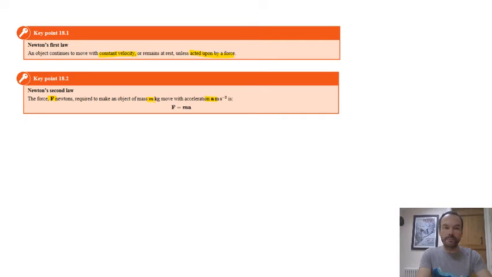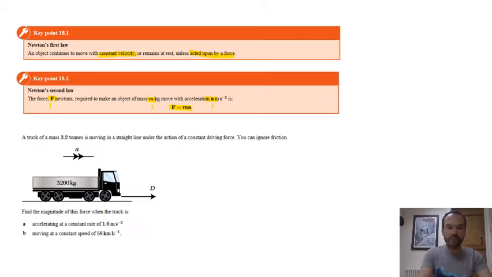Now, if you look carefully at that, in the written part you've got F in bold and a in bold, but m not in bold. That's because force and acceleration are vectors and mass isn't. So in this bit here, we should not have had mass in bold. I'll work through the examples in the book.